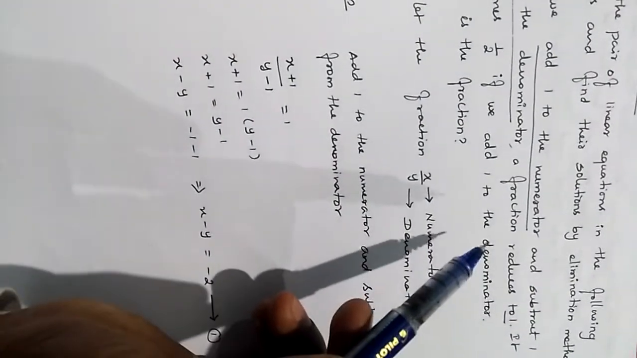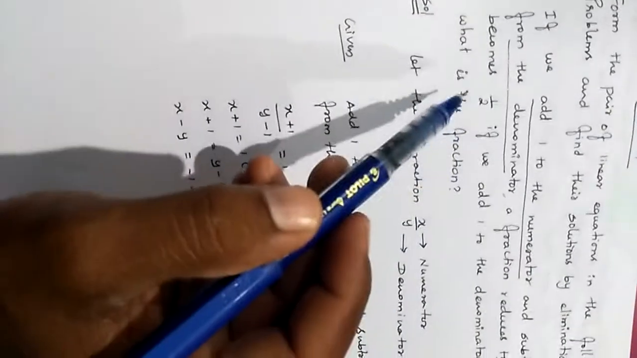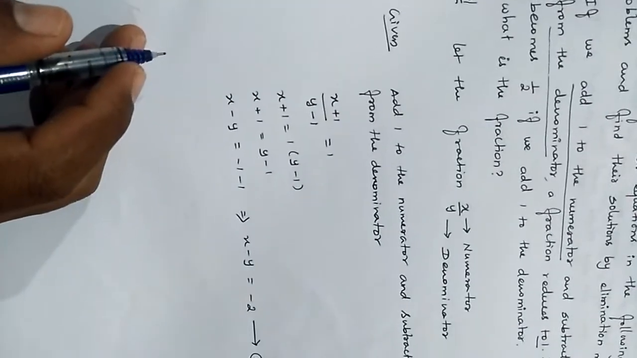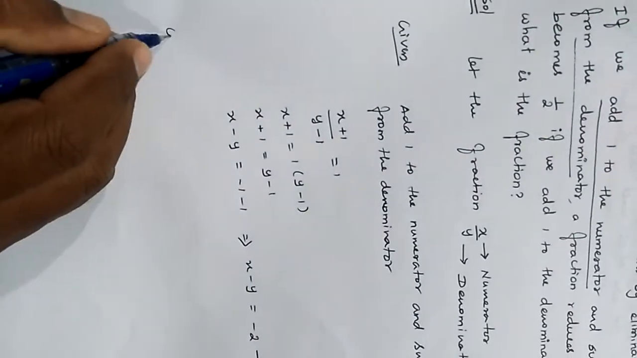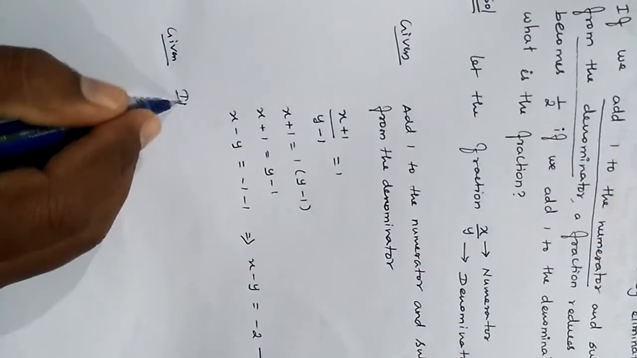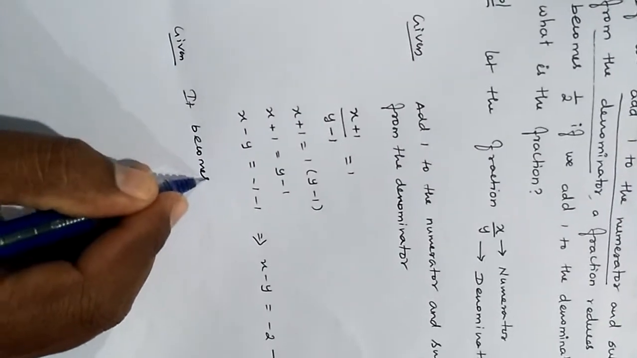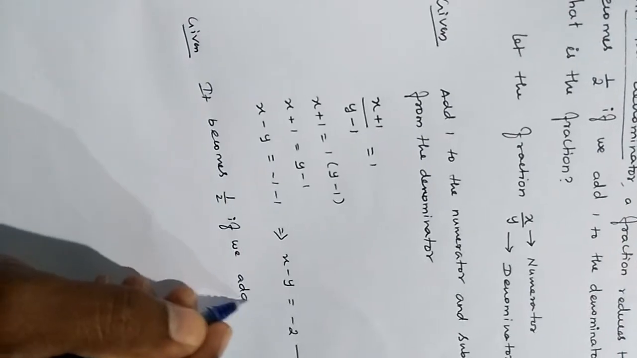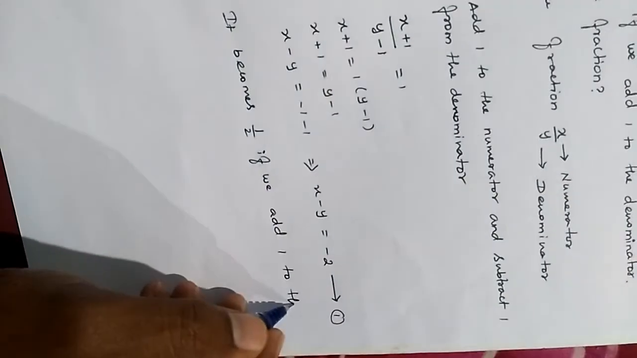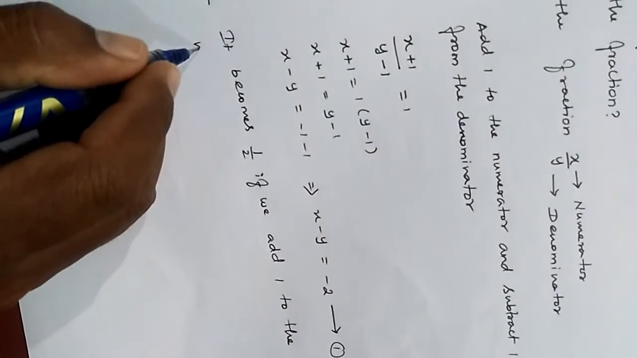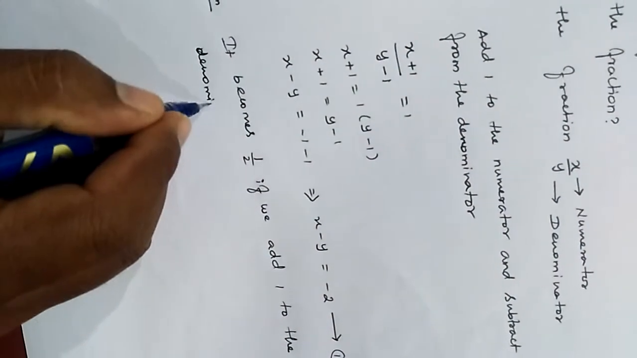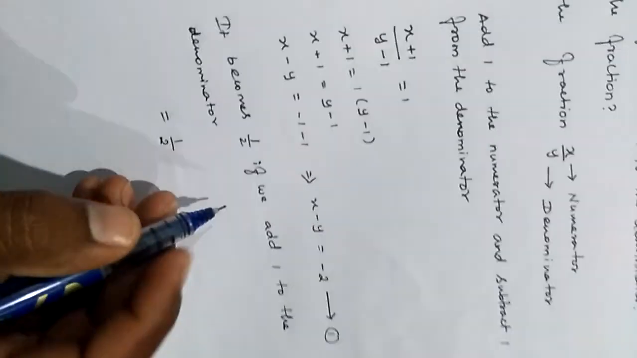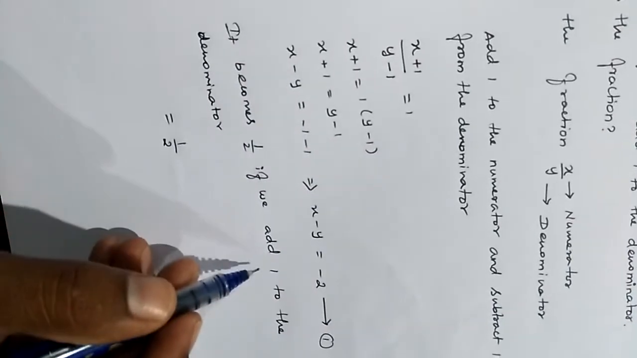Now let's go to the second statement. It becomes 1 by 2 if we add 1 to the denominator. It's given in the question: the fraction becomes 1 by 2 if we add 1 to the denominator.